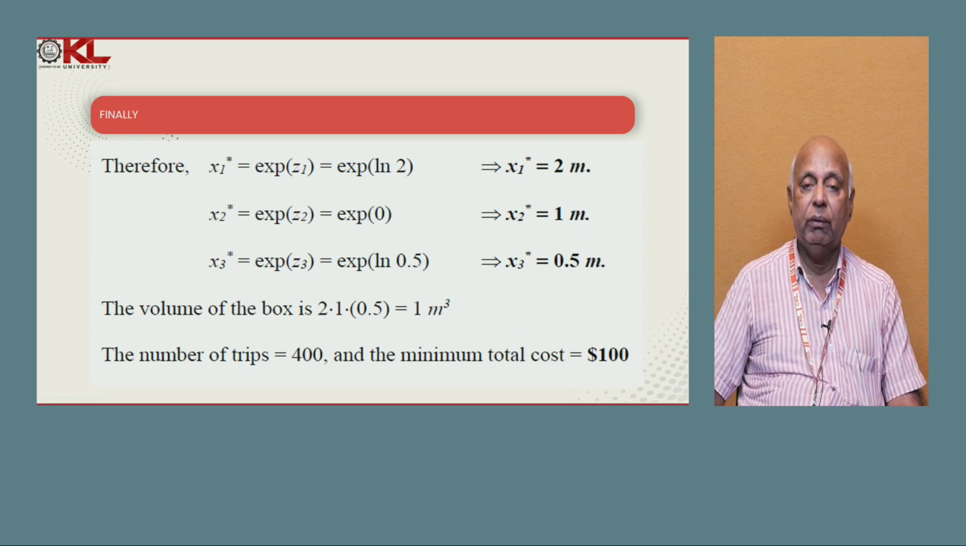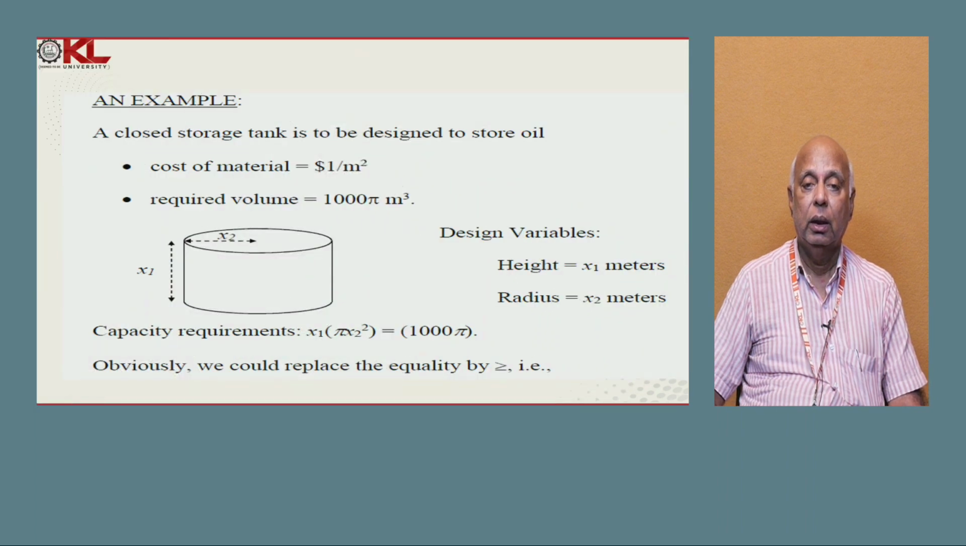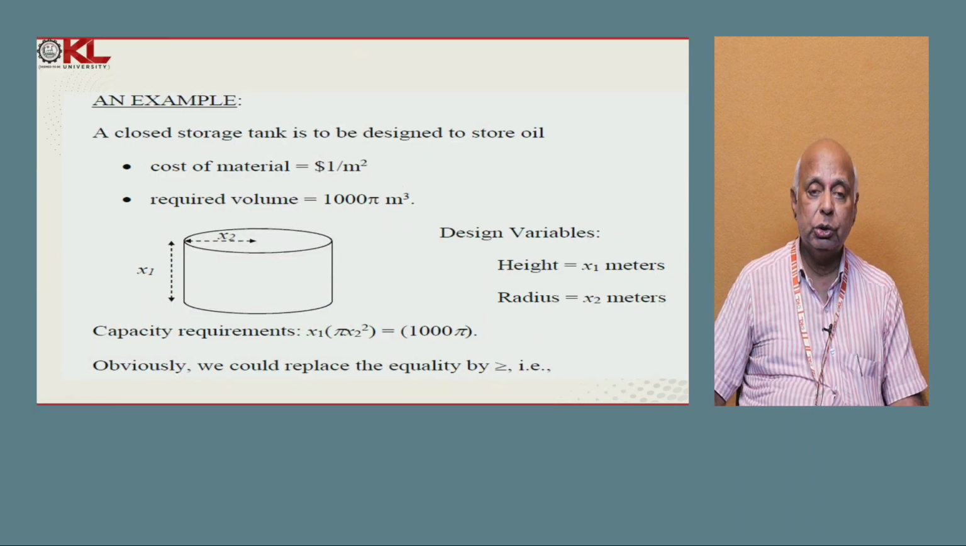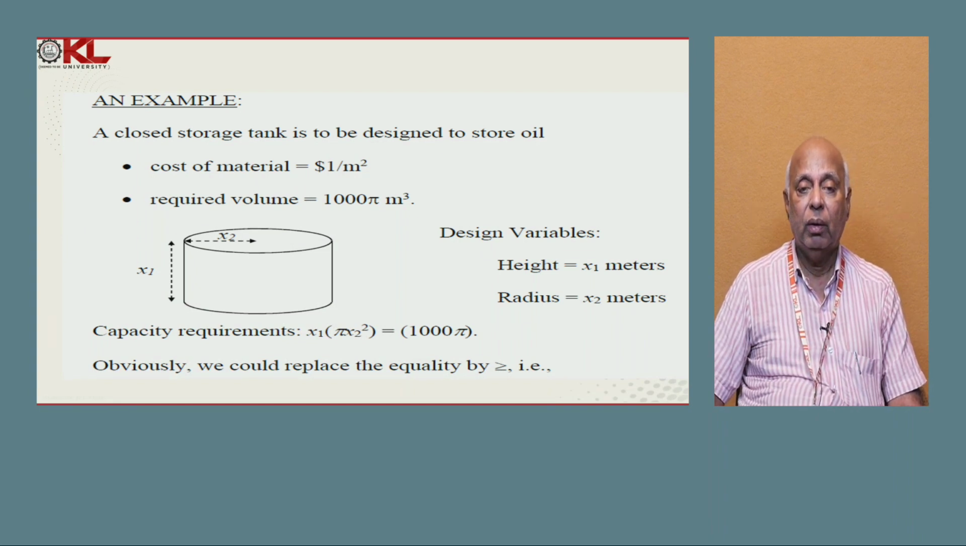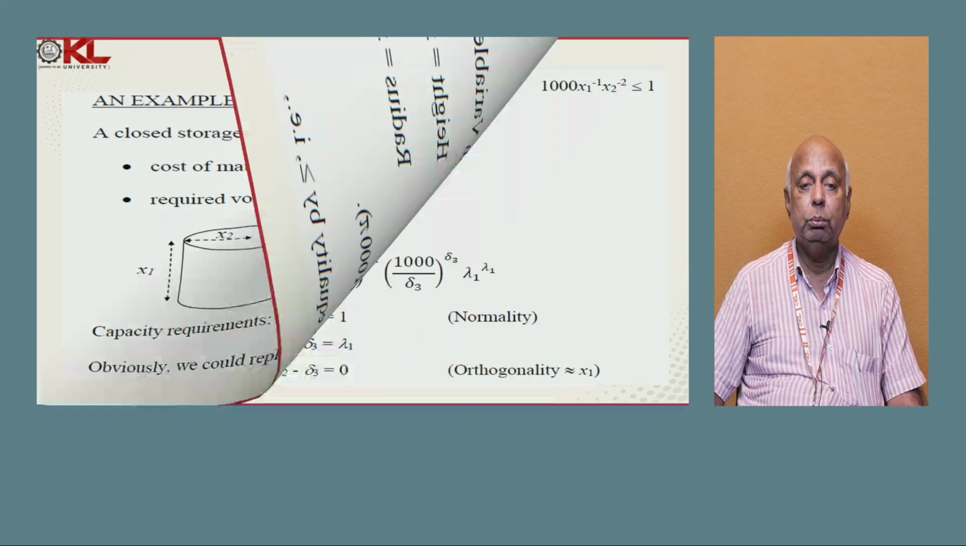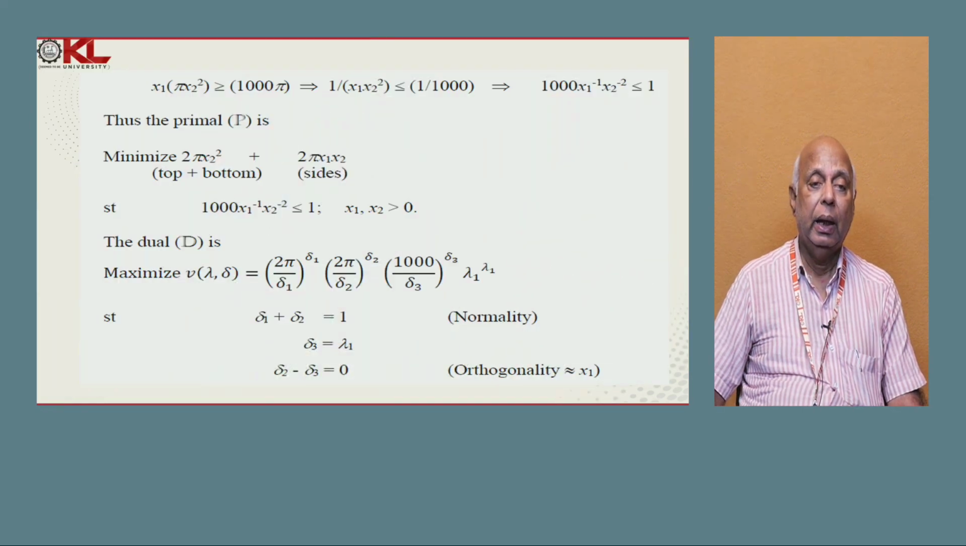problem is evaluated here. And here, a closed storage tank. Now to design this one also, the cost of the material is $1 per meter square. The required volume is 1000 pi times a meter cube. Now this is what we'll be having, and this is to be optimized, so the cost has to be minimized. Therefore, top plus bottom plus sides, and all these things, it has to be minimized.